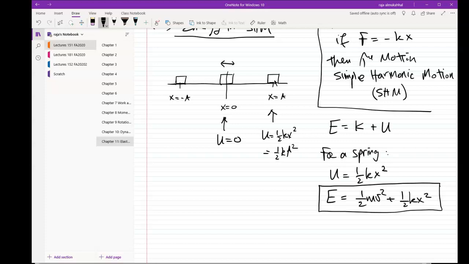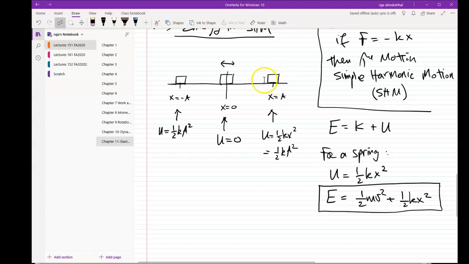You see what I'm saying? Same thing as here. U here is 1/2 k a squared. It's minus a, but minus squared becomes positive. So far, so good? Okay. Now, let's say I'm holding the mass here, and then I let go. So what's going to happen?